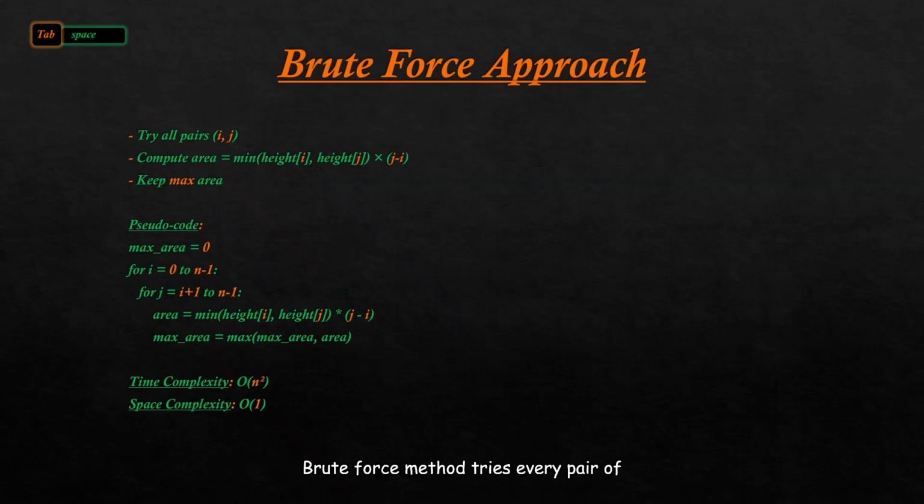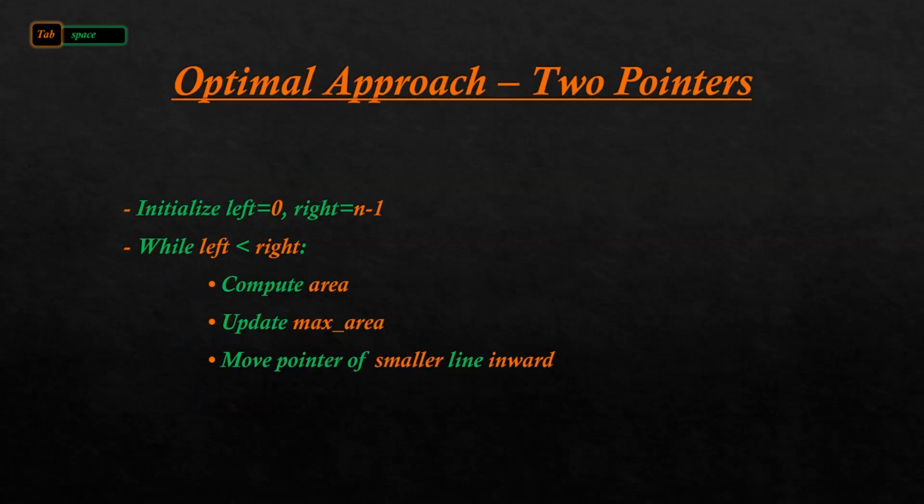The brute force method tries every pair of lines. For each pair, we calculate the area as the minimum of the two heights multiplied by the distance between them. We update the maximum as we go. Although simple, this method takes n squared time, which is too slow for large arrays.